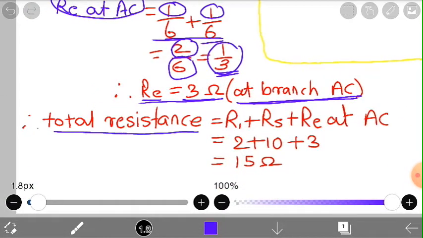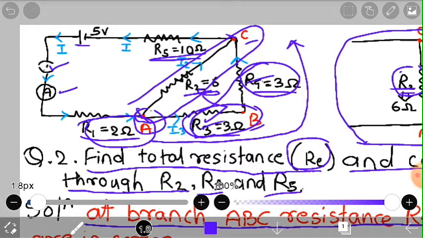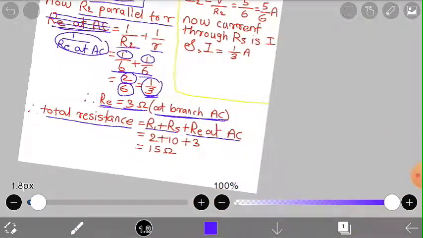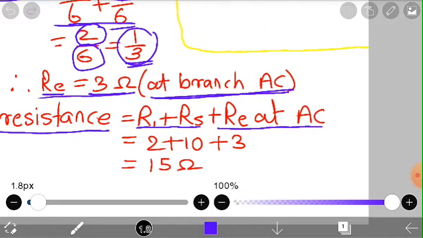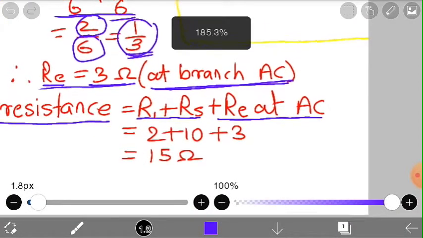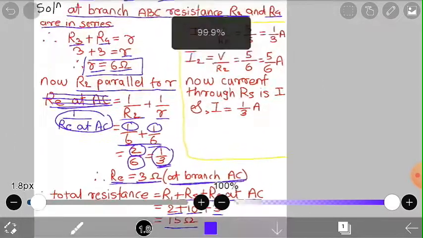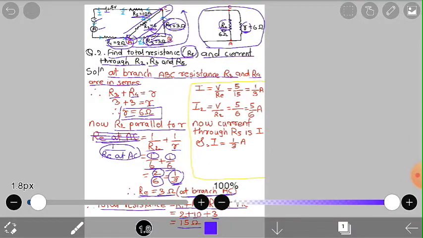So for the total resistance, now R5, R1 and Re at AC are in series. Therefore we add R1, R5 and Re at AC. So 2 ohms, 10 ohms and 3 ohms equal 15 ohms. So the total resistance in the given circuit is 15 ohms.